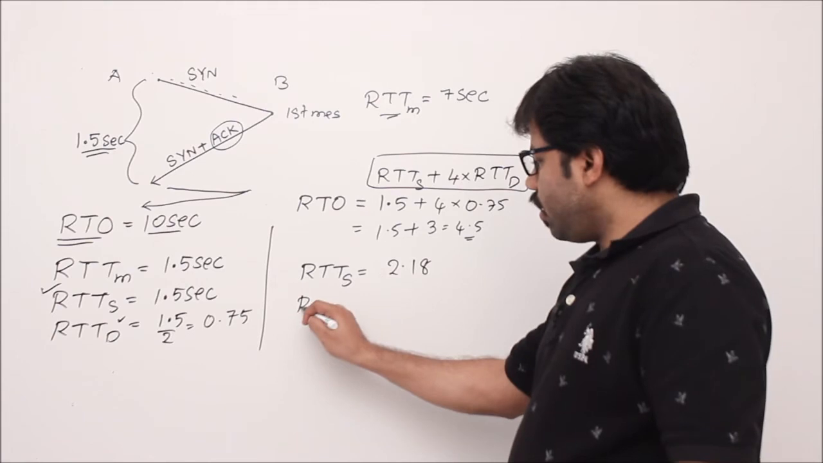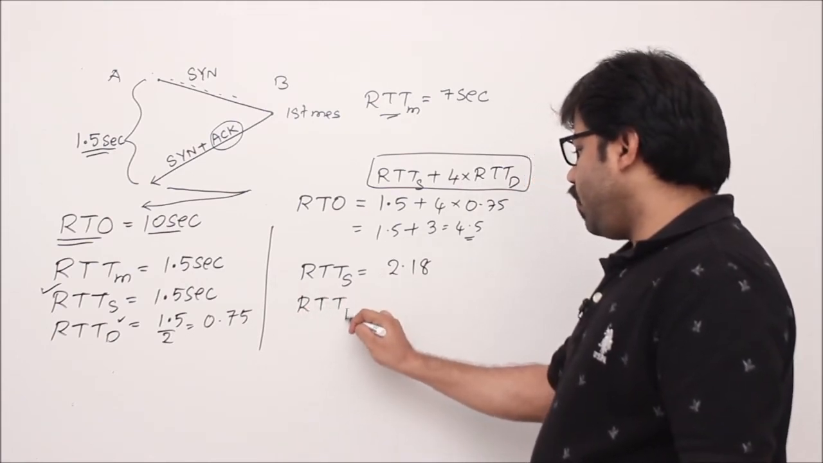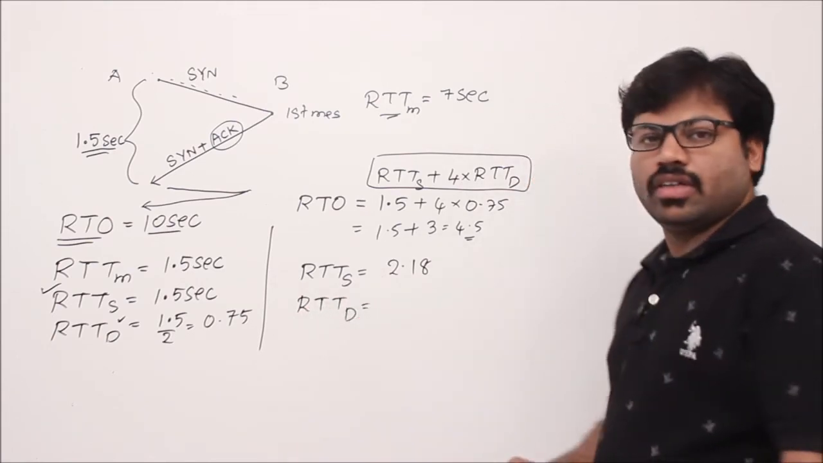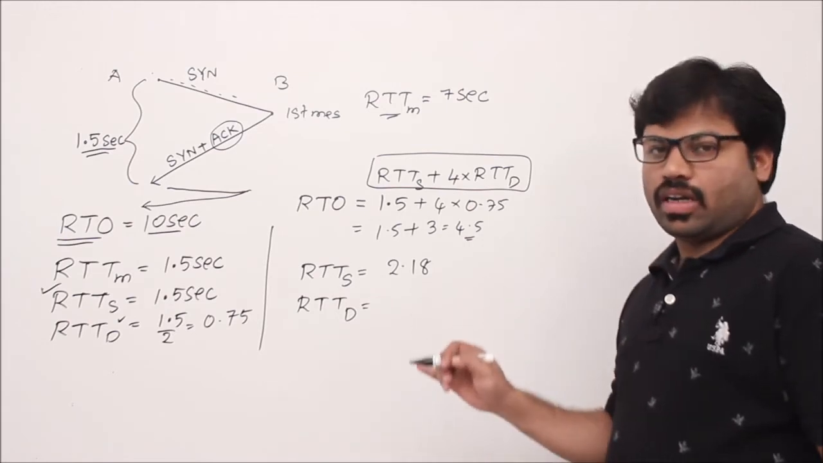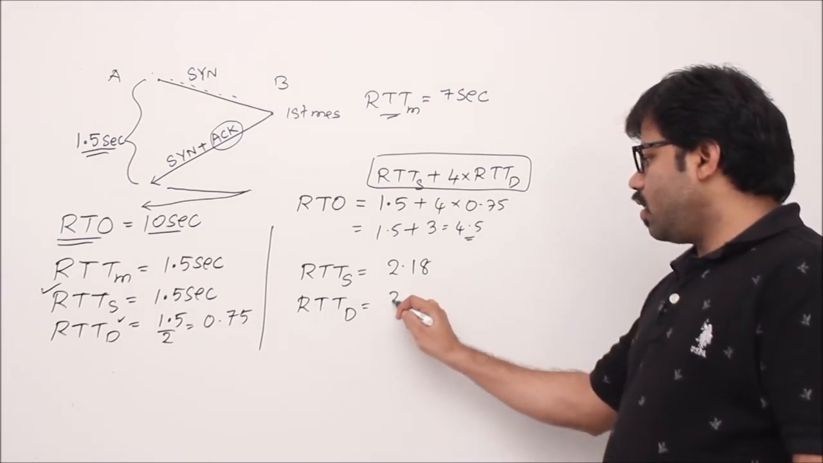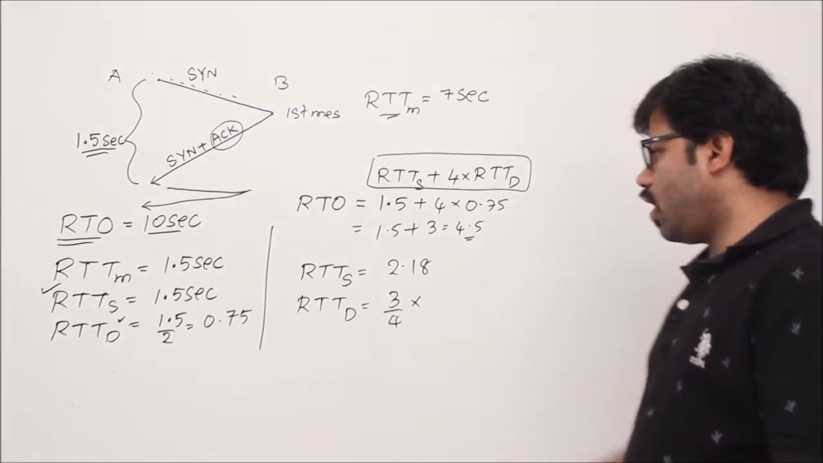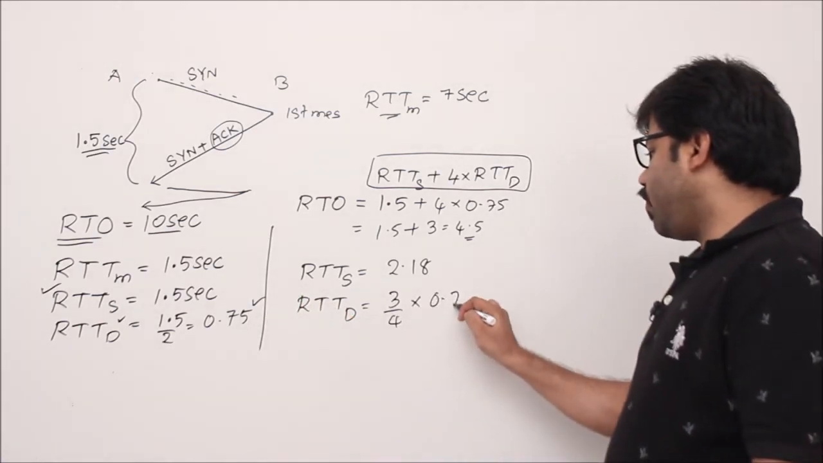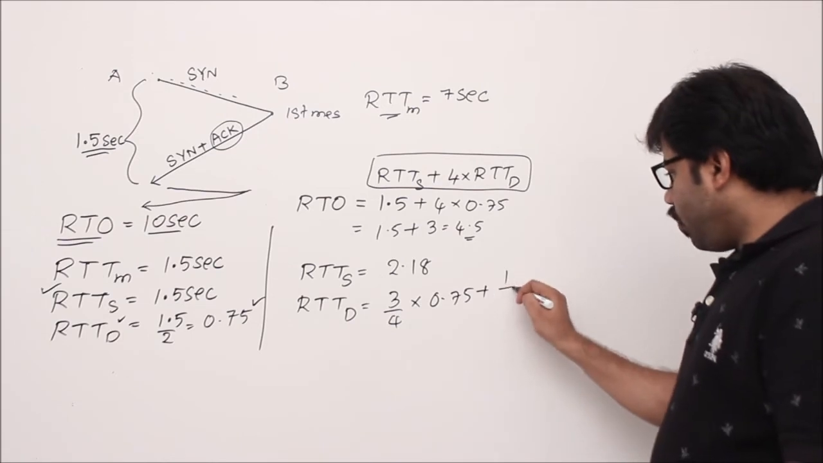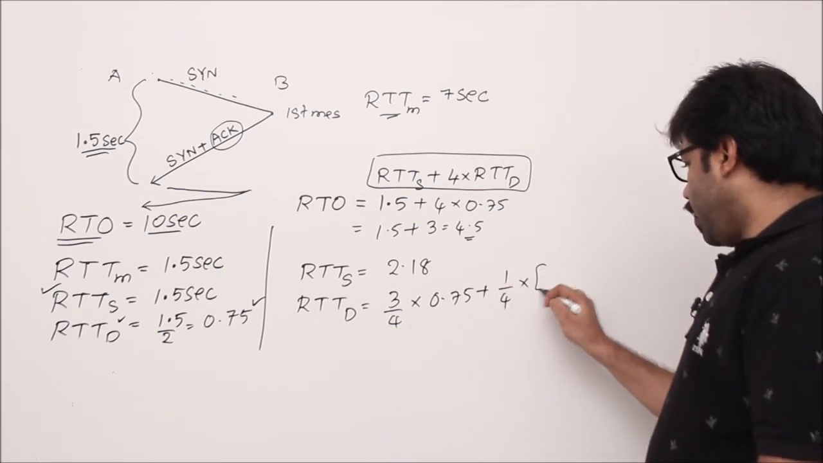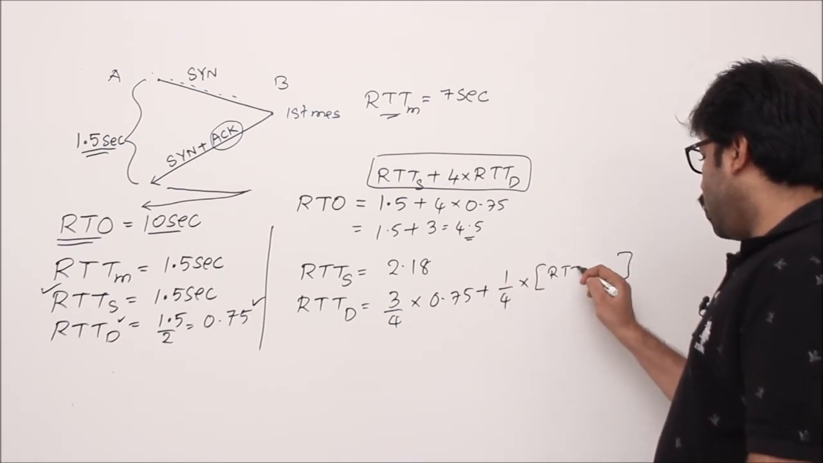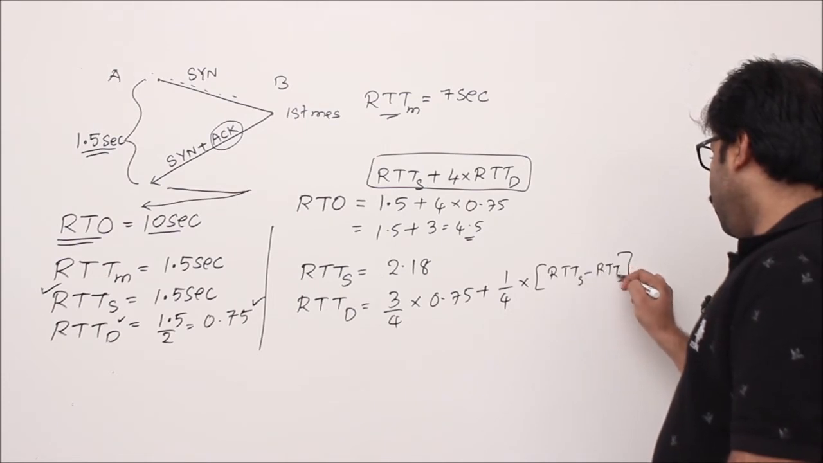Now RTT deviation. What is the RTT deviation formula? RTT deviation is beta times the old RTT deviation plus (1 minus beta) times the difference between RTT smooth and RTT measurement. With beta being 3/4, that is 3/4 into the old RTT deviation, 0.75, plus 1/4 into this difference between RTT smooth minus RTT measurement.